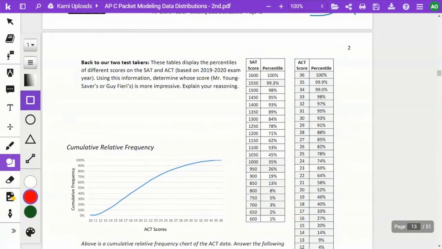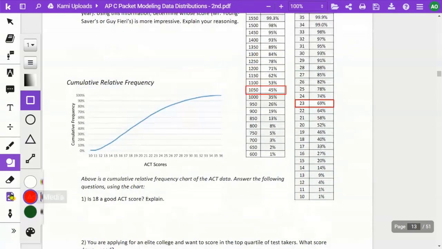Okay. So if you marked it, what percentile was Dash at? 45th percentile, because this 1050 is right here. And then Guy was at what percentile? There you go. Let me go ahead and show you what the picture should look like when you draw it on the thing.